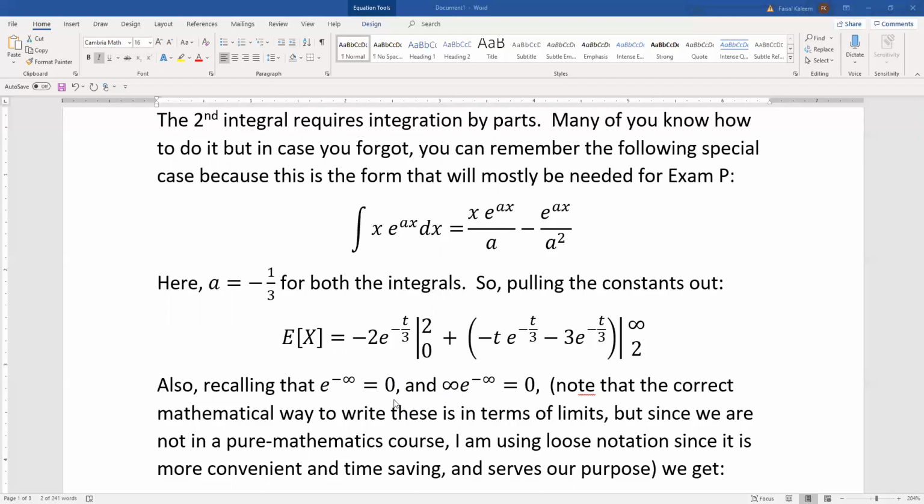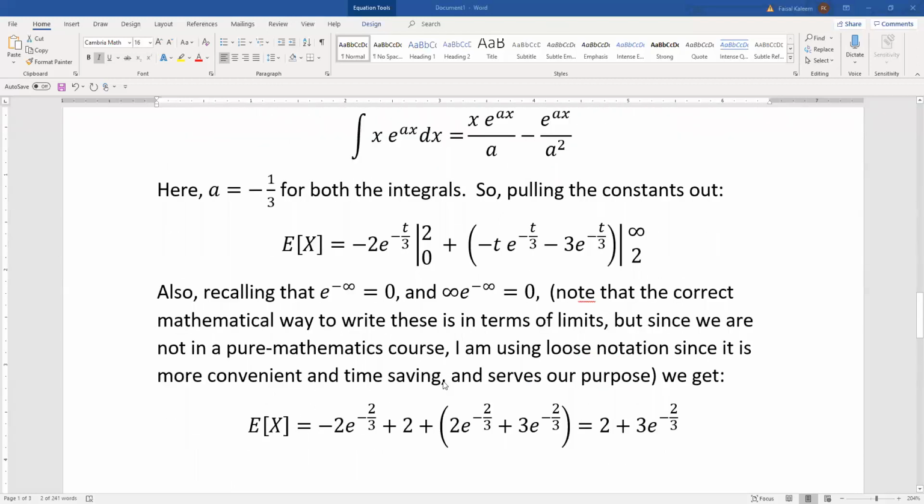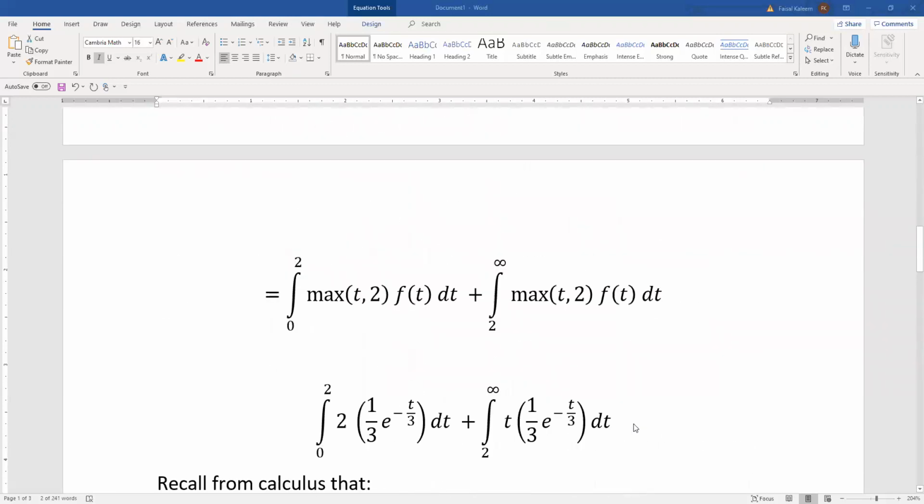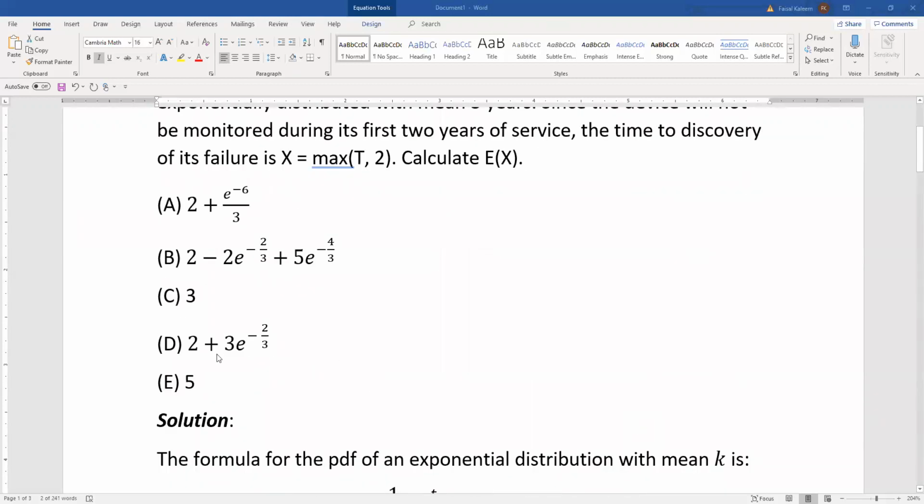Therefore, after using these two facts and substituting all the numbers, we end up with 2 plus 3e to the negative 2/3. And that is choice D.